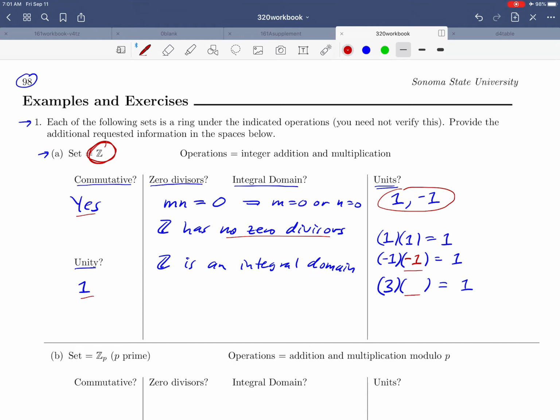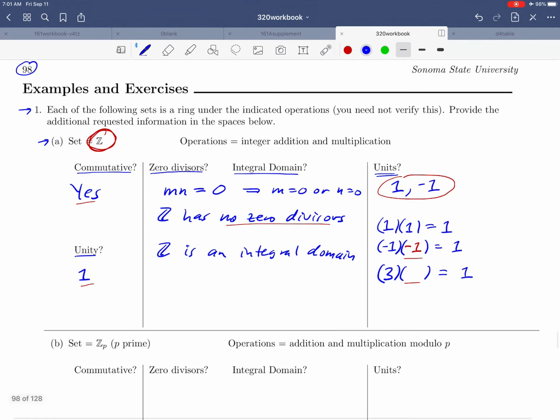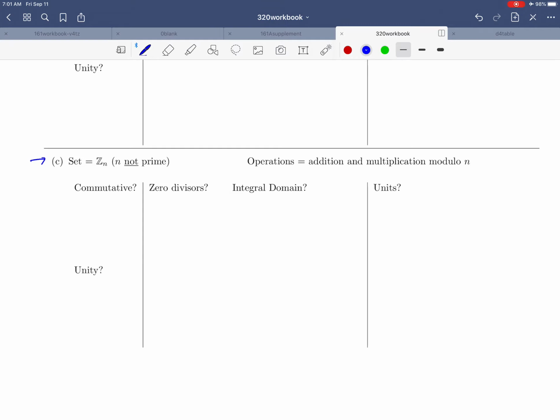Okay, so I think we've completed this process for part A. I'd like to do one more part of this together. Okay, let's scroll down and look at part C here. This time they'd like us to look at the set Zn, where n is not a prime number. And this time our operations are addition and multiplication modulo n.